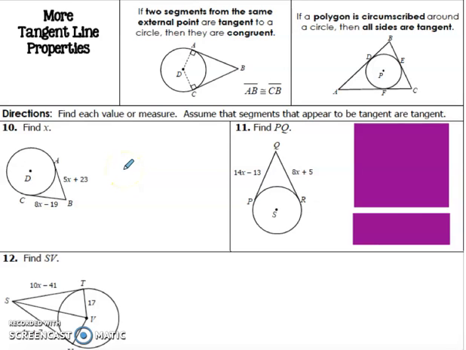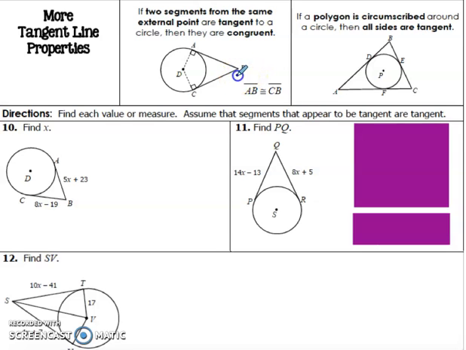All right, so we are going to learn about more tangent line properties. And so this one is actually not bad and pretty easy. Another property: if two segments from the same external point are tangent to a circle, then they are congruent.